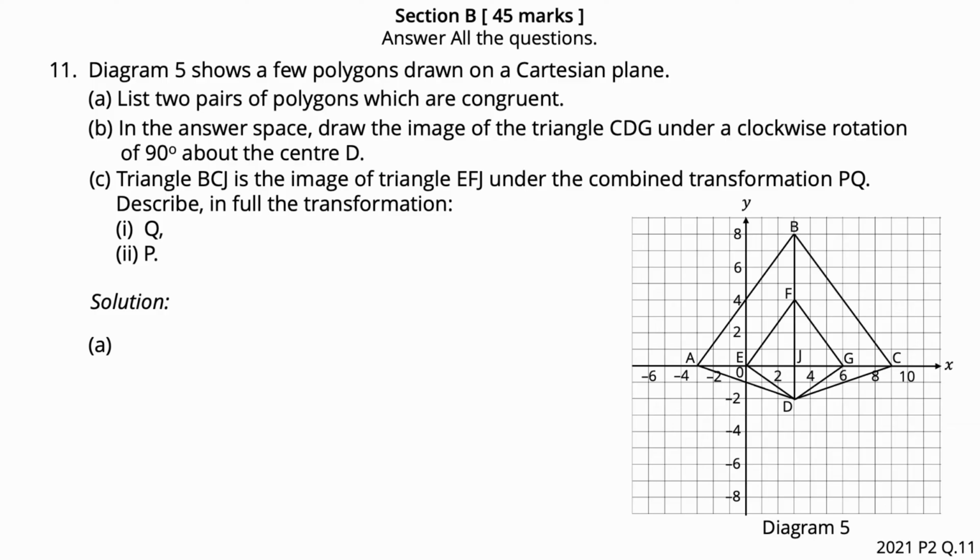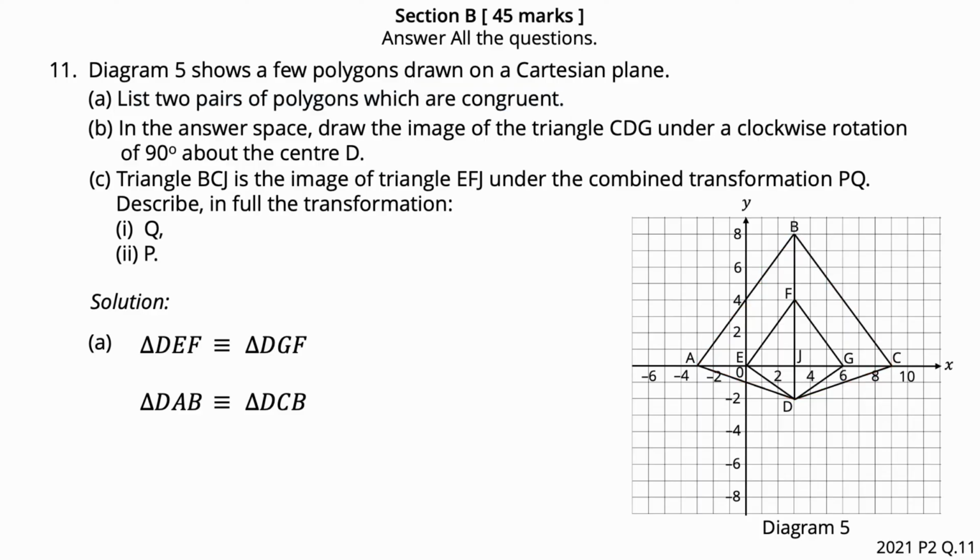Question number 11. Diagram 5 shows a few polygons drawn on a Cartesian plane. Question A. List two pairs of polygons which are congruent. Two triangles are said to be congruent if pairs of their corresponding sides and their corresponding angles are equal. They are of the same shape and size. From the diagram, triangle DEF is congruent to triangle DGF. Triangle DAB is congruent to triangle DCB.